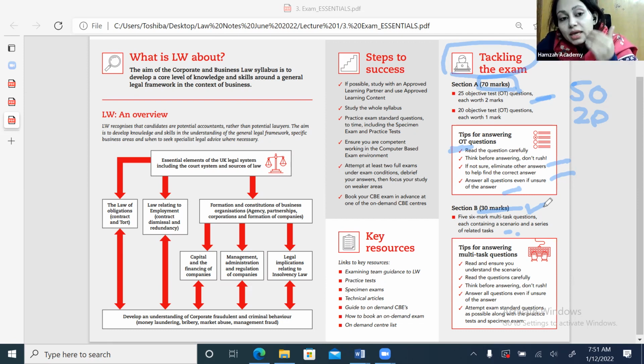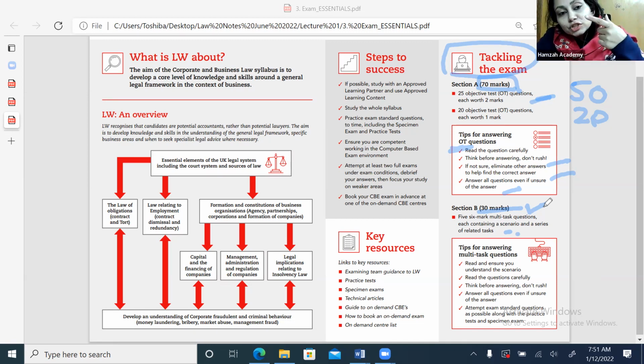But in Section B, the exam scenarios, the examples, the case laws that we will study as a reference to understand our concept, similar scenarios will be given in your exam. What you have to do is apply the concept that you have understood to the scenario and then answer the questions.